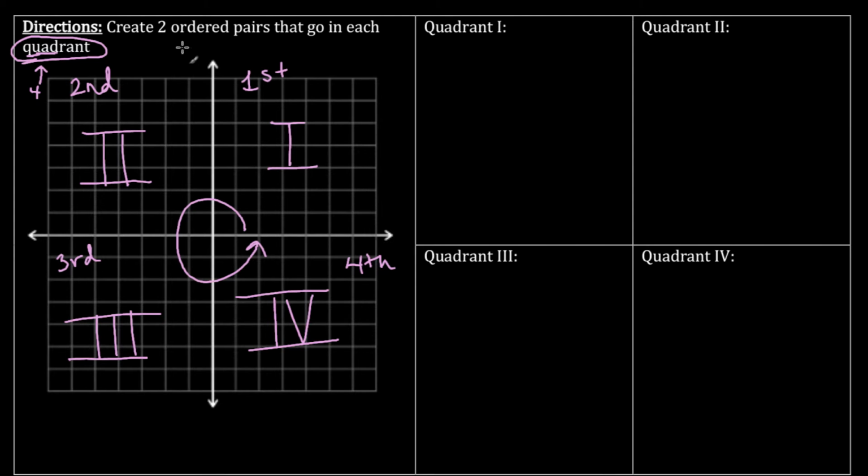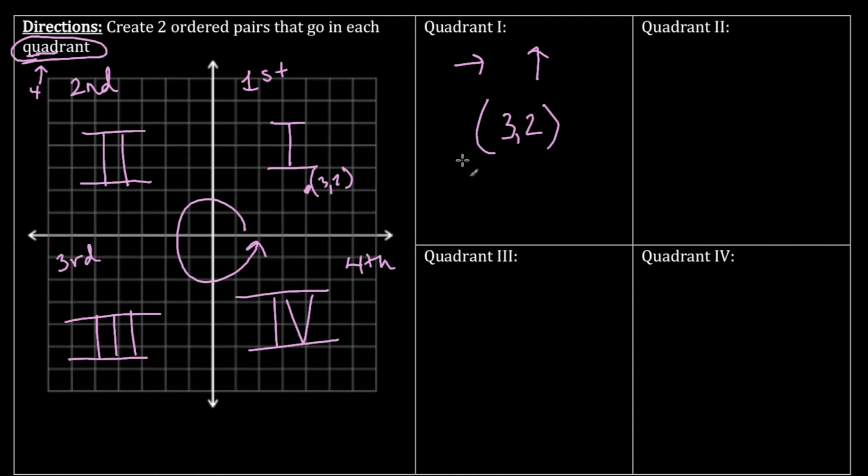So 2 ordered pairs in quadrant 1. If you notice, quadrant 1 is right here. You move to the right and you move up. So you always move right and you always move up to be in this quadrant. You can pick anything. So I'm going to put 3, 2 in quadrant 1.